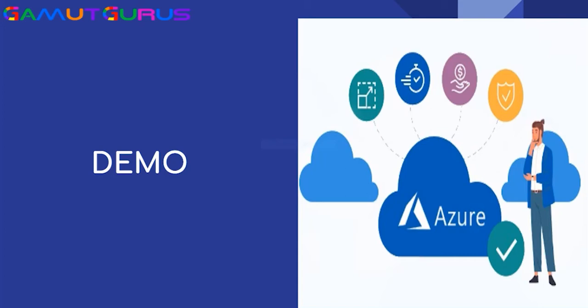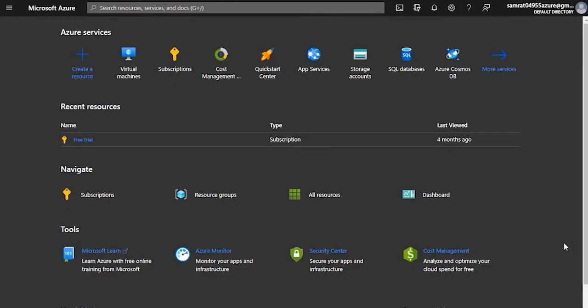Let's deep dive into the demo session. In this demo, we are going to learn how we can create a virtual machine in Microsoft Azure. For creating a virtual machine, the first step is to log in to your Azure account using your Azure account credentials. So for creating a virtual machine, we can click it from here.